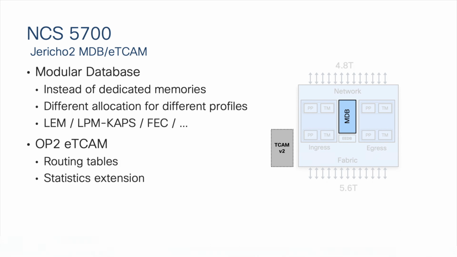Another significant improvement compared to the Jericho first generation is the internal database allocation. Instead of dedicated memories of fixed size, we now have a big memory pool we can carve based on the role we want to address. It's not dynamic, but at boot up, the system will allocate a portion of this MDB, modular database, for each memory type. So you can decide to get more scale for MAC addresses if you want to be an L2 VPN box, or more V4 and V6 routes if you want to address the L3 VPN edge routes.